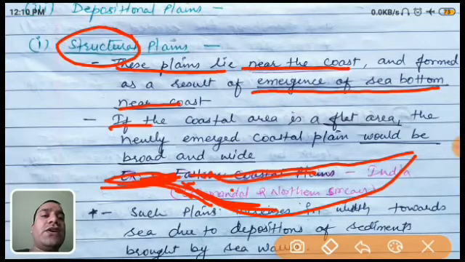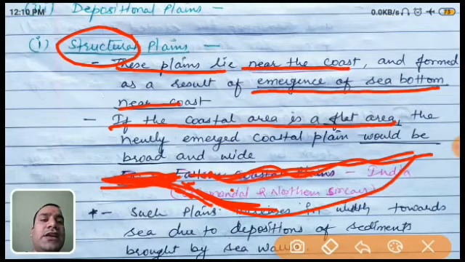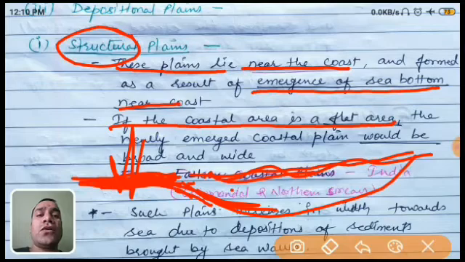Next, if the coastal area is a flat area, just like this coastal area, this is the sea and this is the coastal area, the newly emerged coastal plains would be broad and wide. Their structure is very wide, their length is very high, and it is also in long coastal areas.